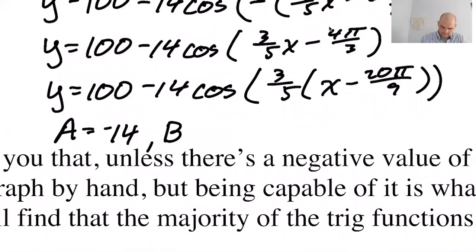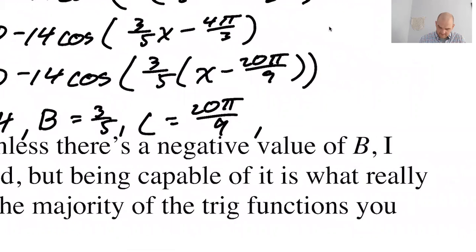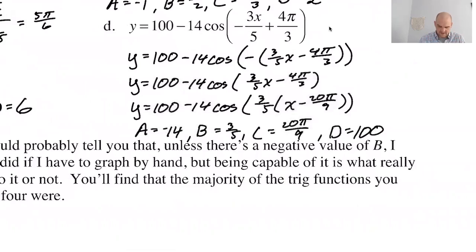B is just 3/5, which makes the period 2 pi divided by 3/5. So 10 pi over 3. Kind of weird, but you know, you go with it. C is 20 pi over 9. So that's our horizontal shift, left or right. Right in this case, because we got positive 20 pi over 9. And then D is 100. And I already mentioned that that is the sinusoidal axis.